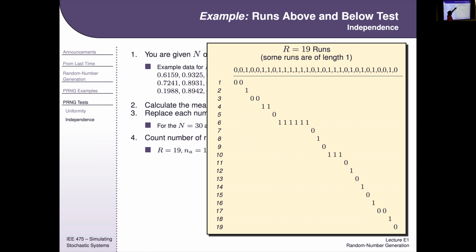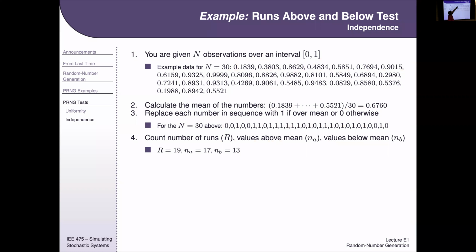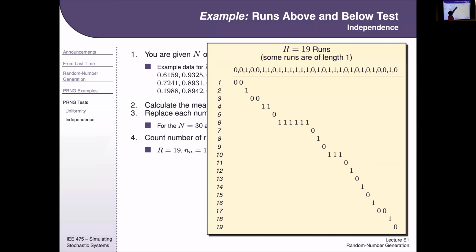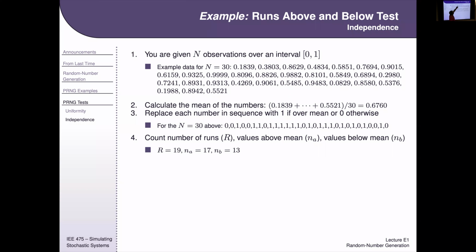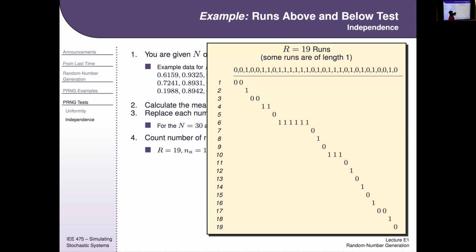The top, or where did I get that? Each one of these, if I go back to my data set back here, it's these 30 numbers turned into 0 if the number is below the mean and 1 if it's above. So 0, 0, 1 corresponds to below, below, above. Does that make sense? Any other questions?